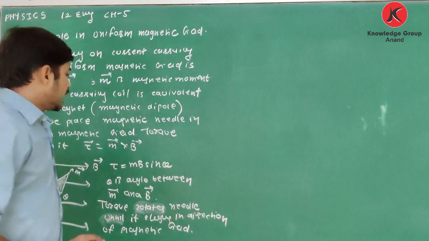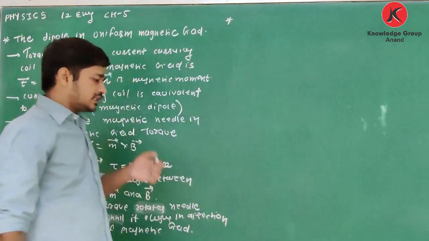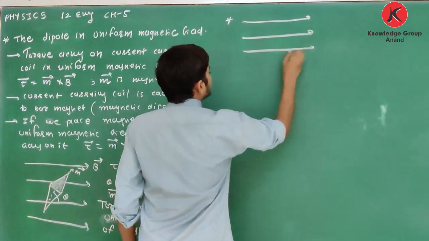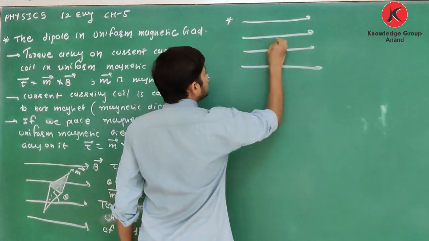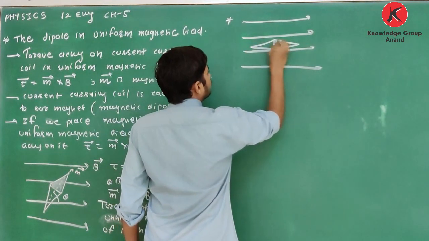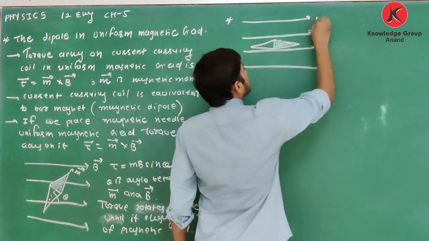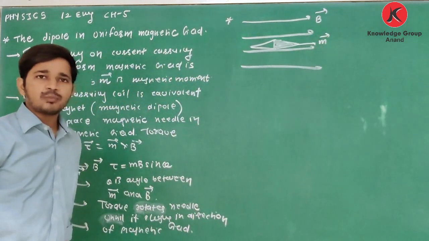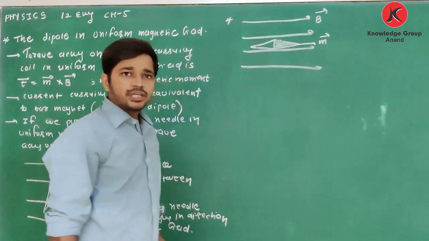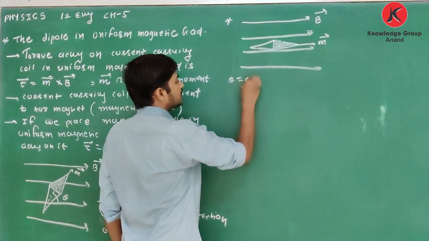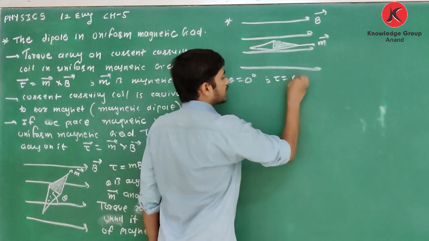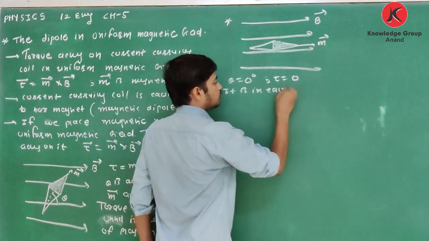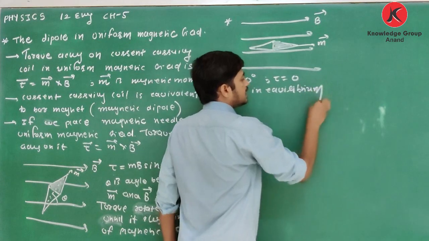Now, once this dipole is in the direction of the magnetic field, the needle is like this. The magnetic field is in this direction, and the magnetic moment is also in this direction, from south pole towards north. So what is the angle between them? Theta is equal to 0. So what is the torque acting? It is 0. Means the needle is in equilibrium.